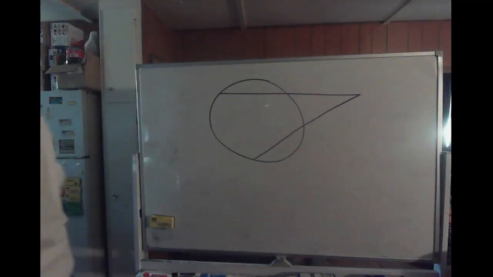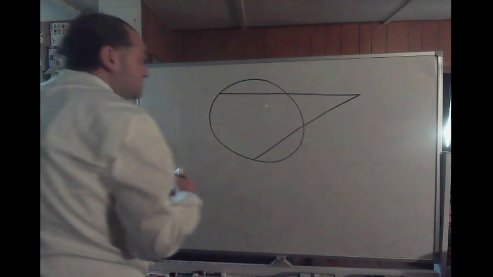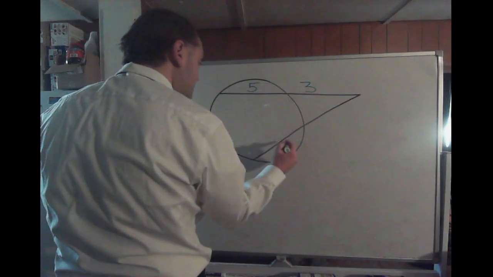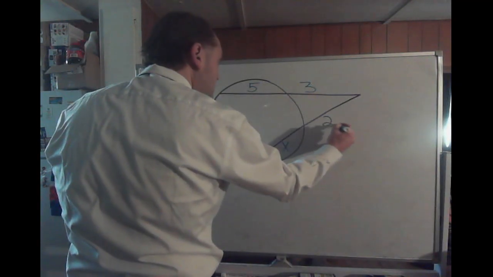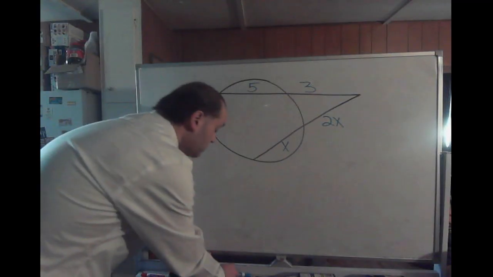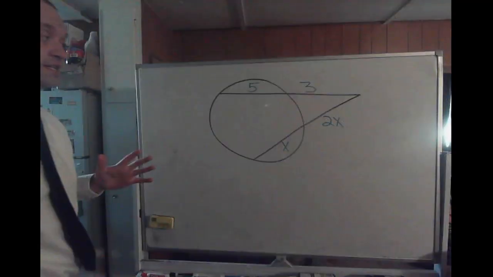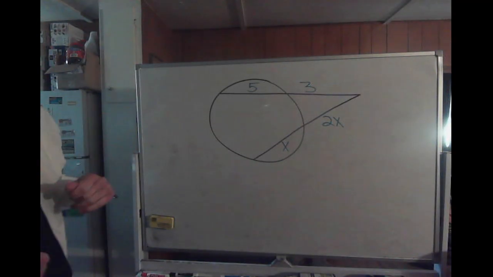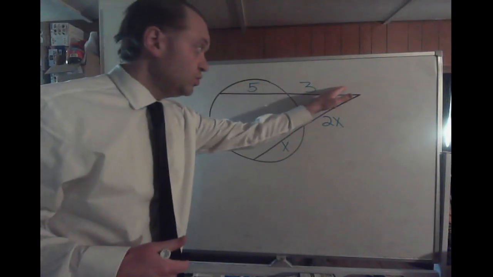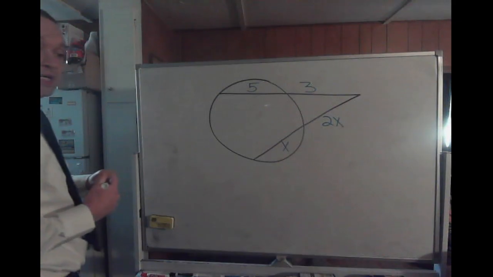Not the best drawing I ever did, but it'll suffice. Okay, so now we are given a circle in which we have two secant lines that originate from outside the circle at a single point. Whenever we have two secant lines to find the lengths, you're going to take the length of one whole secant segment. For this one, it would be 5 plus 3, which is what?